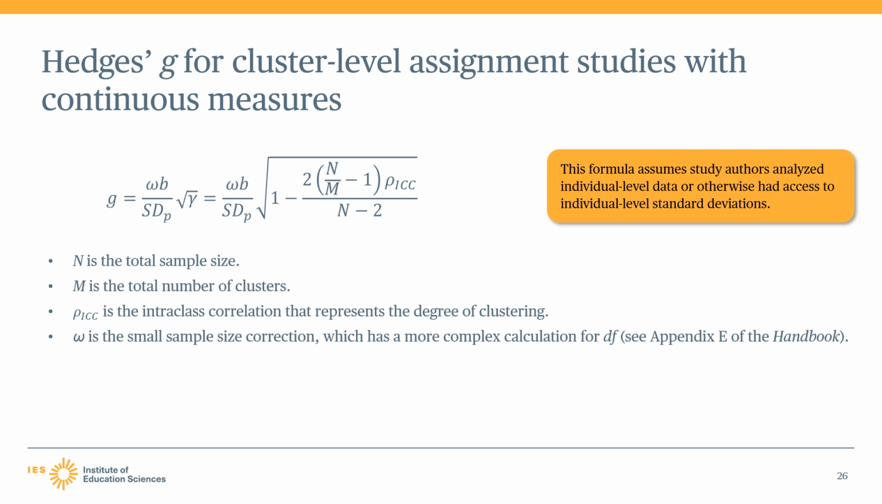This formula is similar to the Hedges G formula for individual level assignment, but it adds a new bias correction term, the square root of gamma. Think of this term as an adjustment factor for small numbers of clusters. Although the value is usually small, this adjustment is needed to yield approximately unbiased estimates of the population effect size, especially for studies with few clusters. Importantly, this formula assumes that the study authors analyzed individual level data or otherwise had access to individual level standard deviations, which are necessary for computing the pooled standard deviation.